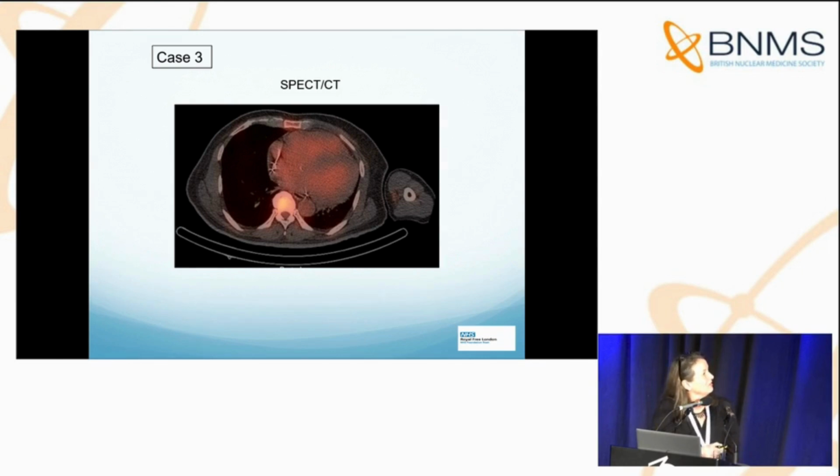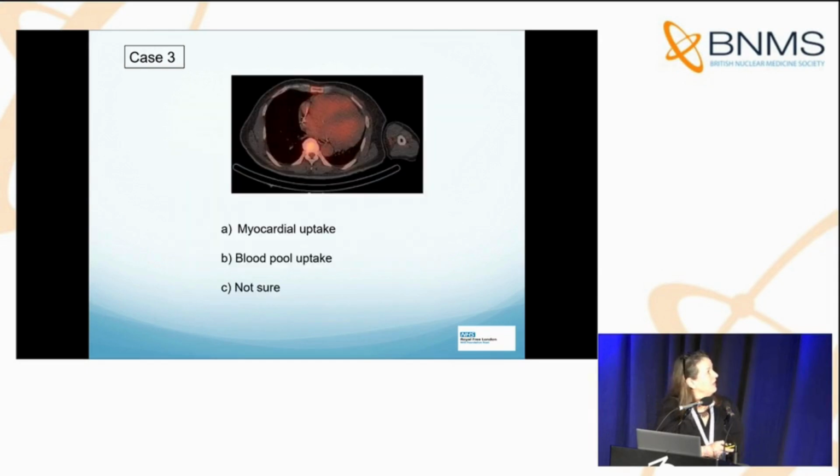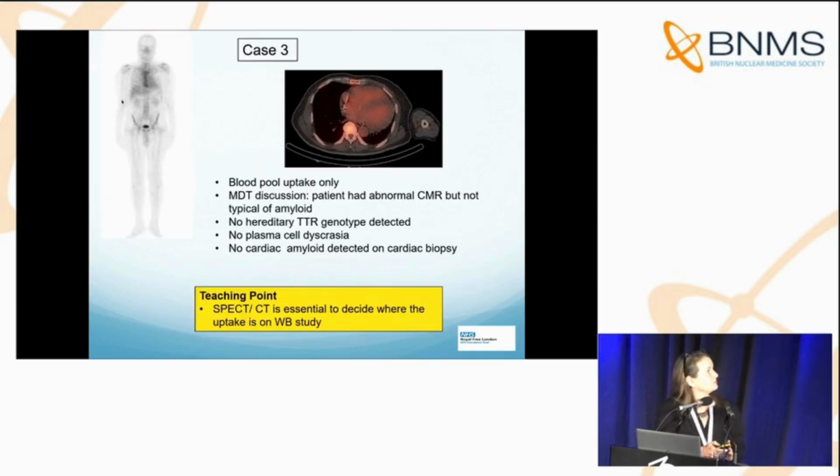So you can see. Having all seen the SPECT CT, is this myocardial uptake? Is this blood pool uptake? For those who are not sure, this is blood pool uptake. You can see it's sort of central chamber, and you've got photopenia in the anticipated positions of the walls of the left ventricle. So this particular patient had blood pool uptake only.